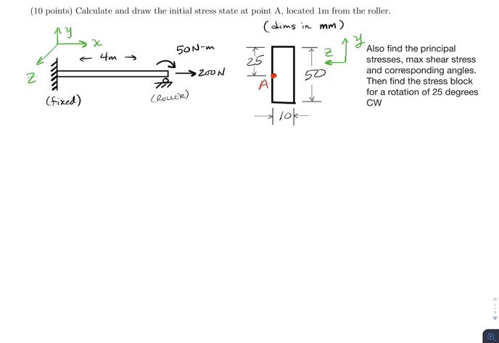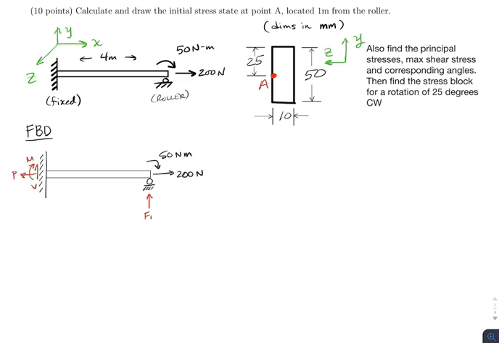So let's get started. The first thing we want to do is draw a free body diagram of our system that's given here. And so here is our free body diagram for our system. We've got our 3 reactions at our fixed end and our 1 reaction at our roller. One thing to note is we do have 4 unknowns in this case, and we only have 3 equations, so this is an indeterminate problem. That's something we're going to have to figure out later on.